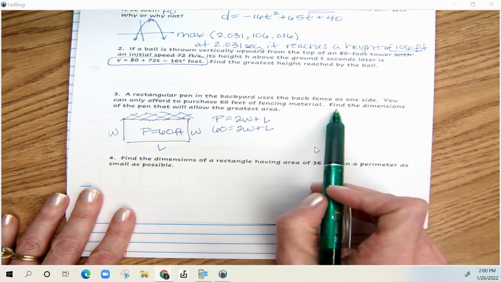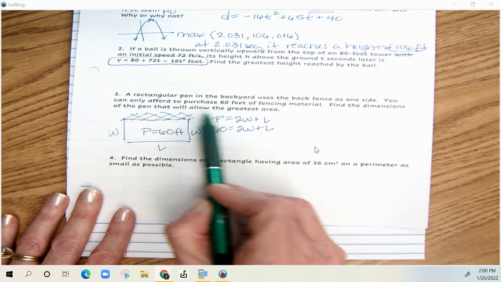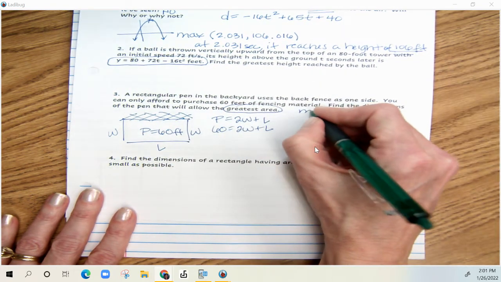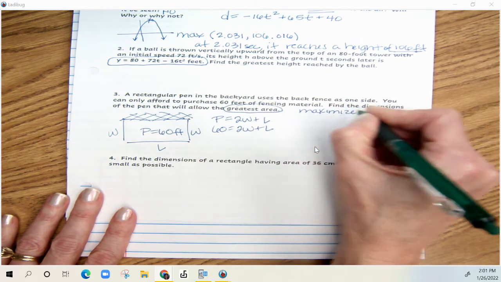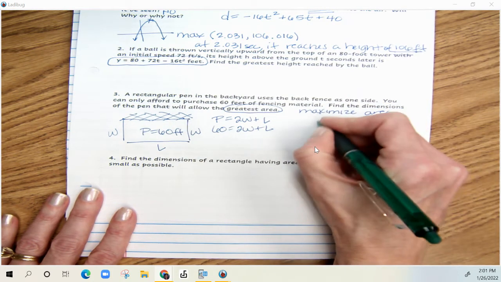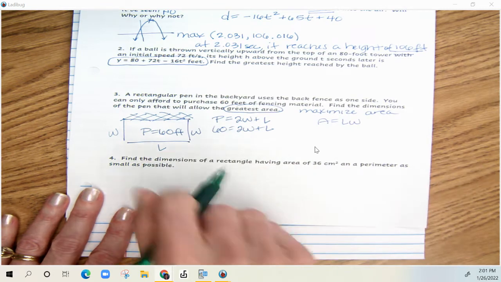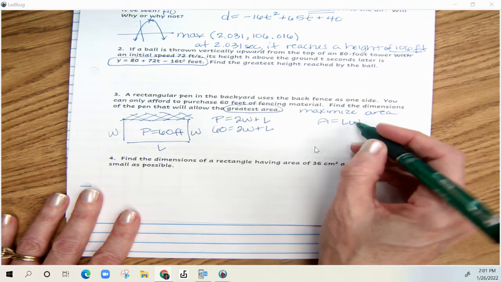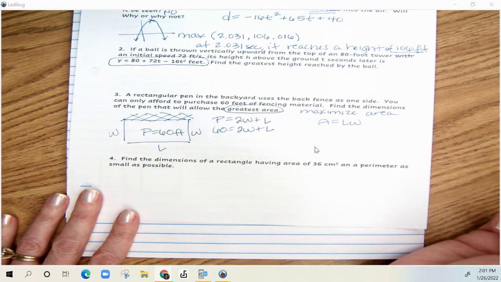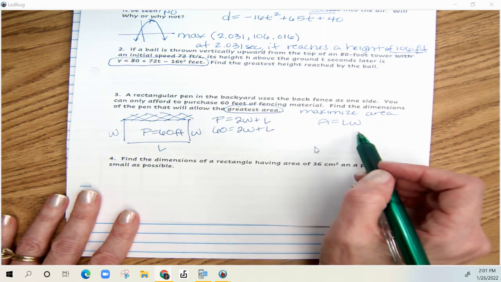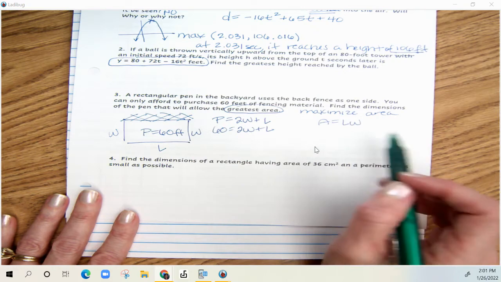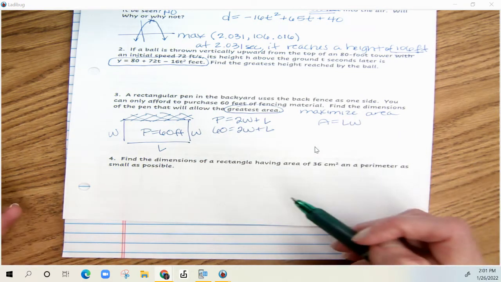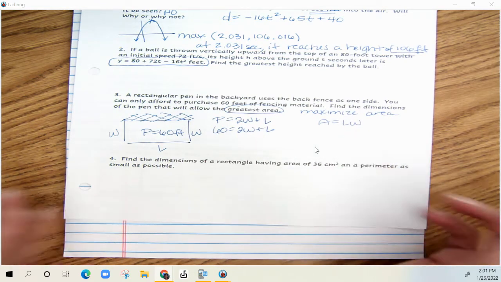And I'm supposed to be finding the dimensions of the pen that will allow the greatest area. So I am trying to maximize my area. And the area of a rectangle is length times width. Doesn't matter that I'm using one side that's already there. But this has to go in the calculator because that's what I want to maximize, but I can't type this in the calculator the way it is because when I type an equation in the calculator to graph it, I've only got 2 variables, x and y, and this has a total of 3 variables.